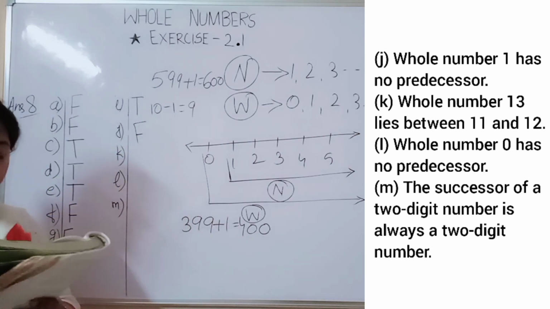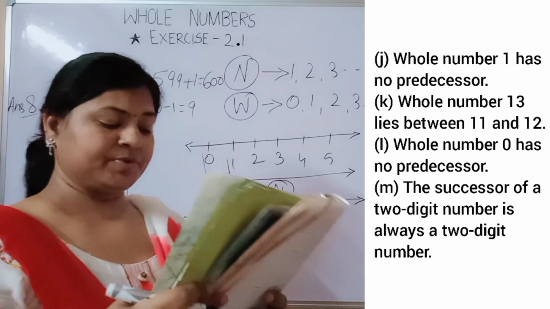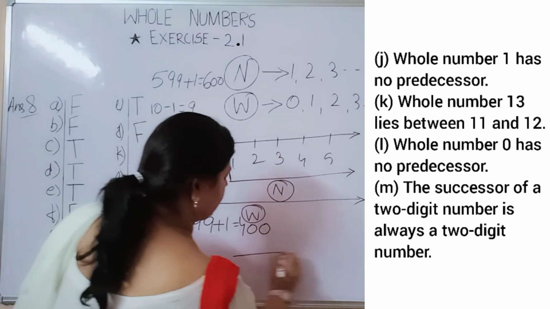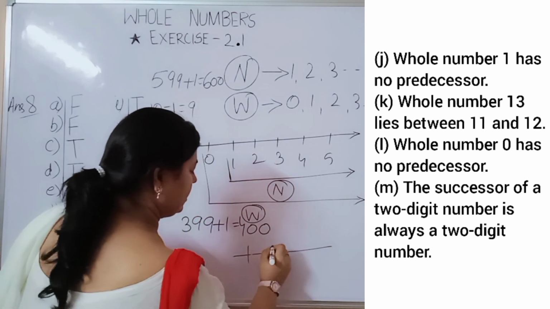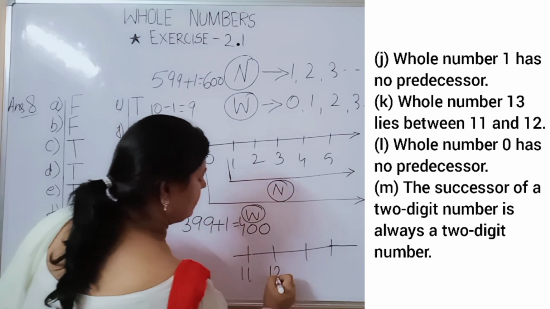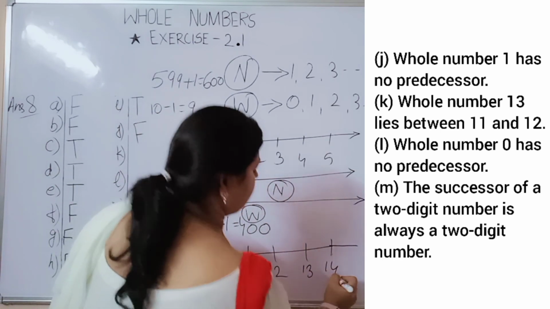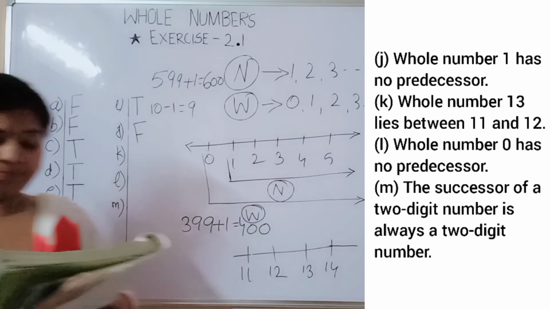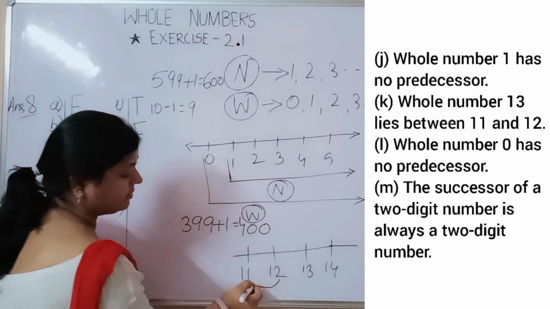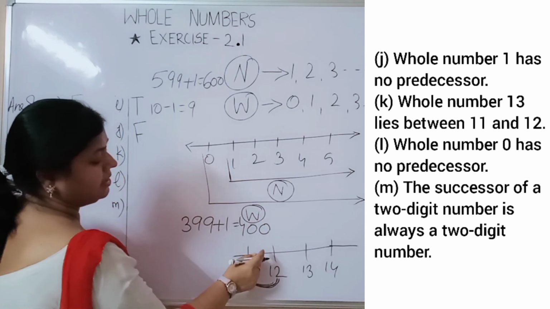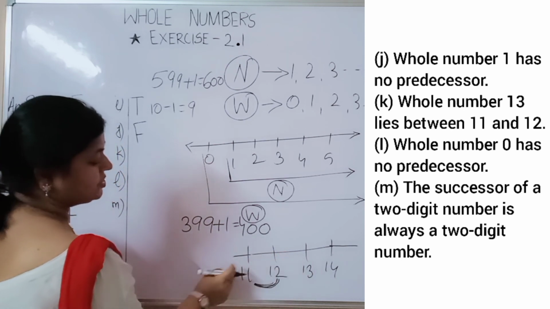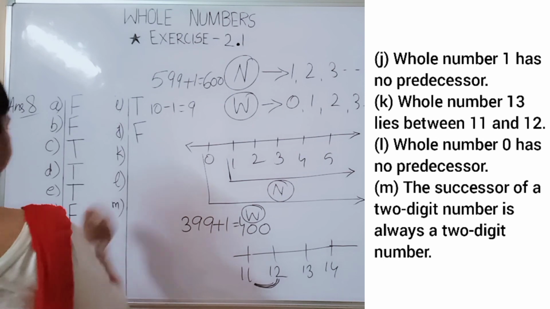Now K part, the whole number 13 lies between 11 and 12. Okay. Suppose this is your whole number. I am drawing a small number line. 11, 12, 13, 14. But the question is, 13 lies between 11 and 12. There is no number between 11 and 12. So we cannot say that 13 lies between 11 and 12. So the statement is wrong.